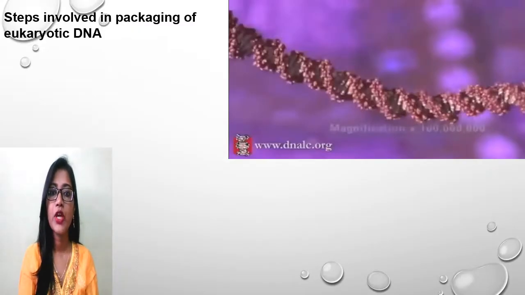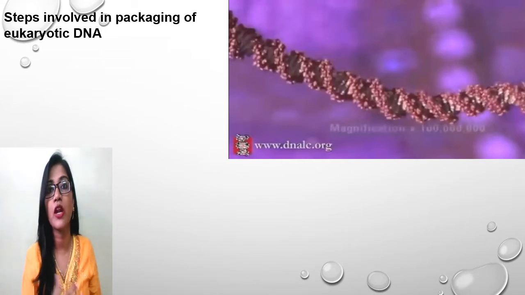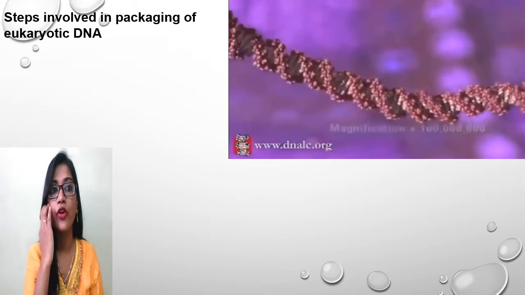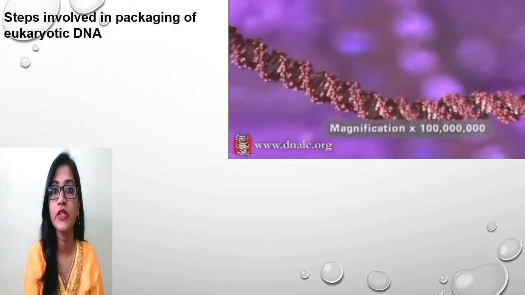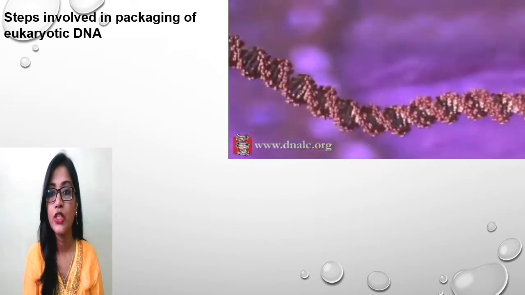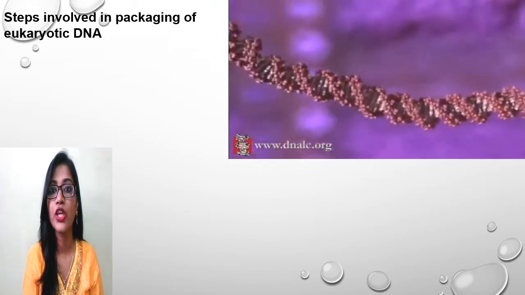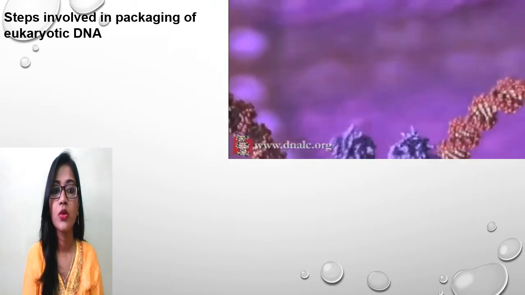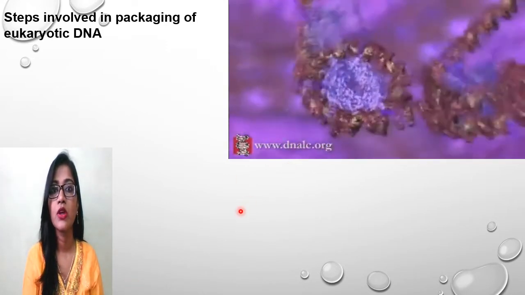In this slide we will try to understand how the DNA gets packaged inside the cell, which is a beautiful animation. You can understand the different steps involved in the packaging of a eukaryotic DNA in this slide. So let's try to understand the structure. This thread-like structure you can observe is nothing but the double helical structure of the DNA. So the magnification you can see. See how beautifully the double helical structure gets packaged.